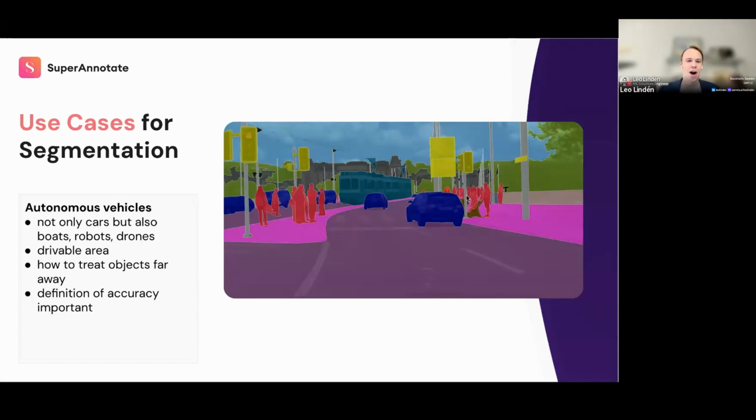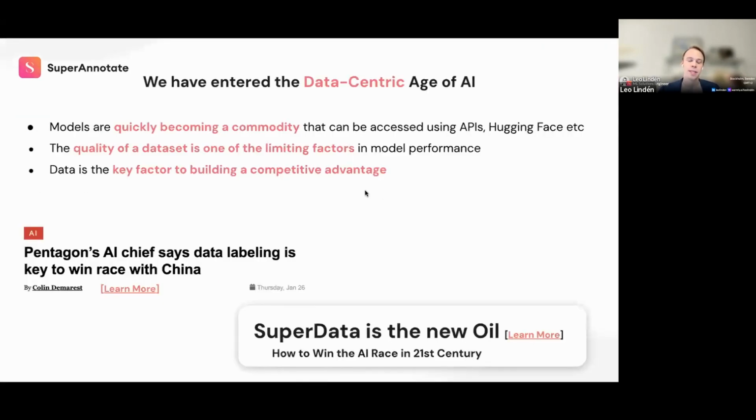So that is an overview of different types of semantic segmentation and really why it's useful and why we should care about this. So from here, I want to zoom out a little bit and talk about how we have in many ways entered a data-centric age of AI. And anyone who knows about Hugging Face or other model hubs should feel quite familiar that models are quickly becoming a commodity, and the model architectures are open. You can download a pre-trained model and so on, or access it using an API.